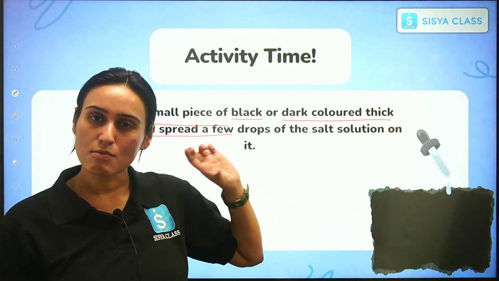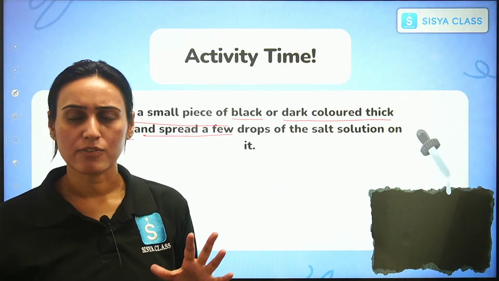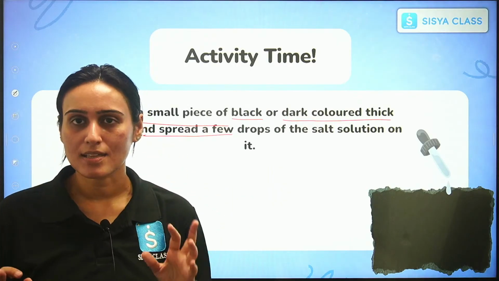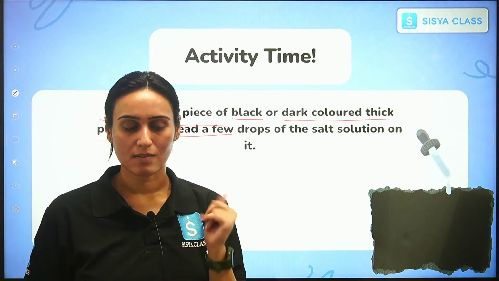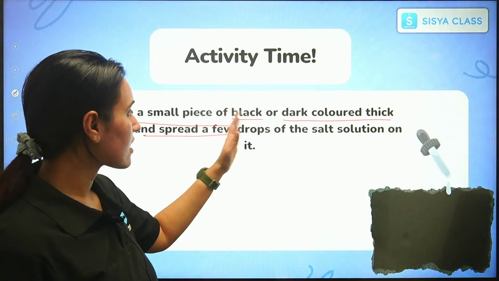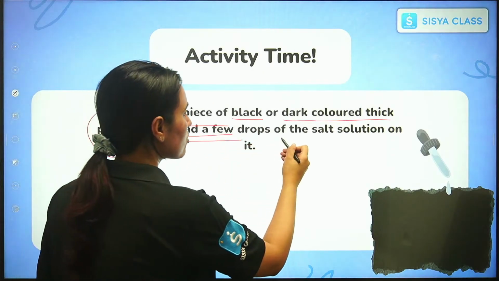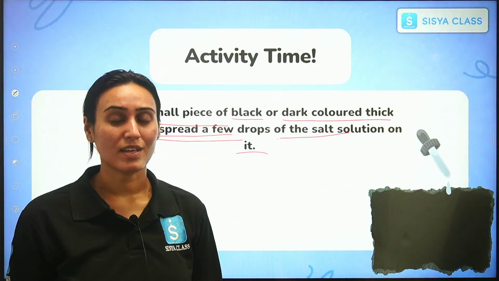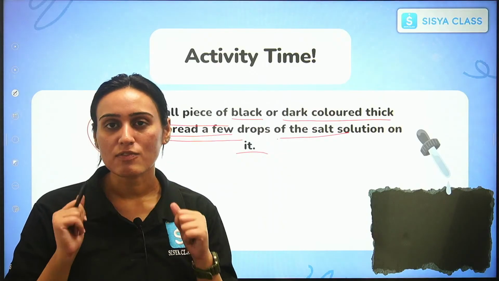We don't have to take a large piece of paper or a large piece of cloth. A small piece of cloth is enough. We are going to add that salt water drop by drop there. So please see, we have taken a small piece of black or dark colored thick paper, and we have spread a few drops of the salt solution we have prepared on it. What are we trying to achieve? We are trying to see the process of evaporation. We are trying to separate out that salt from water.